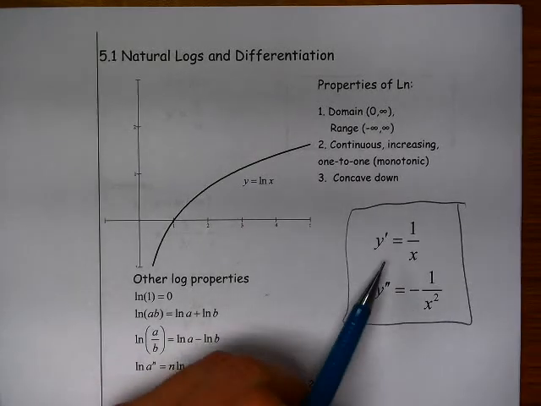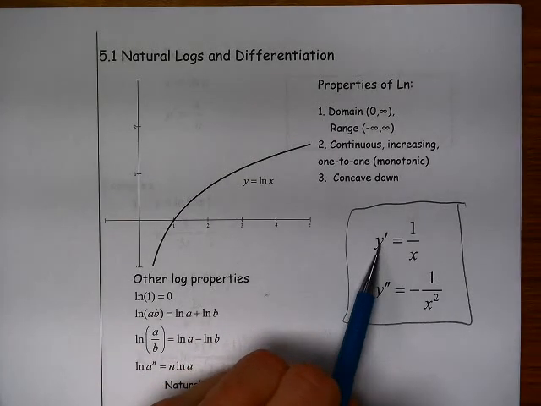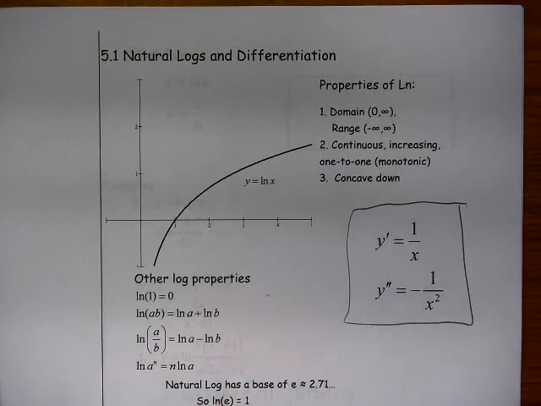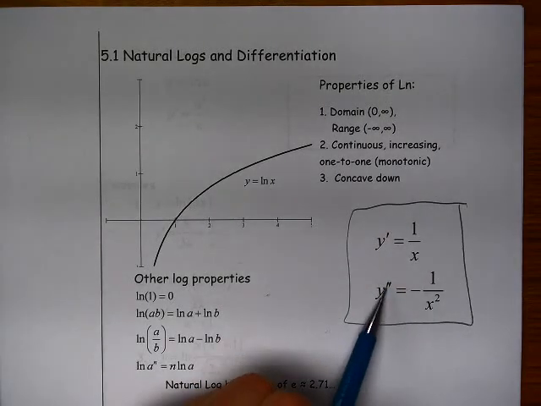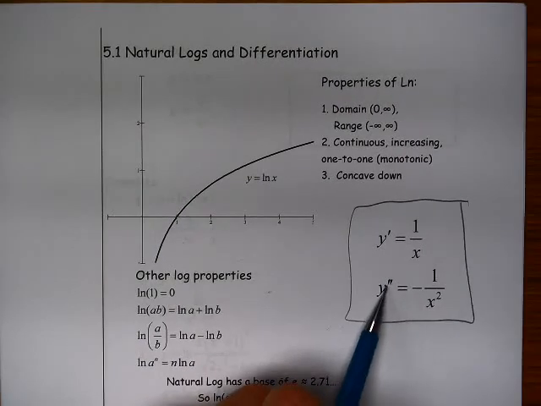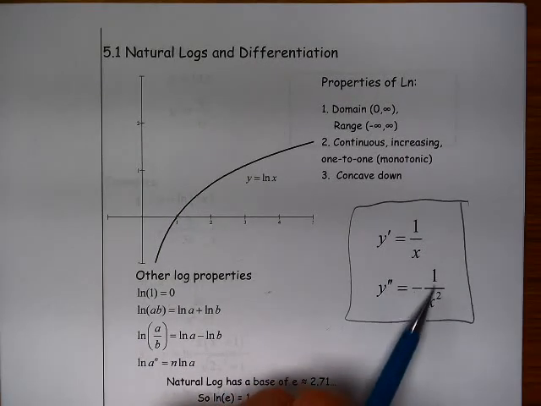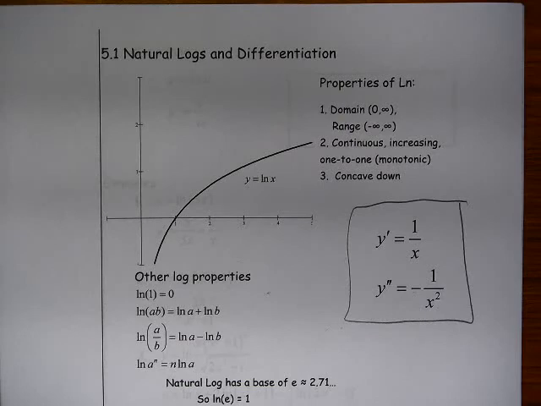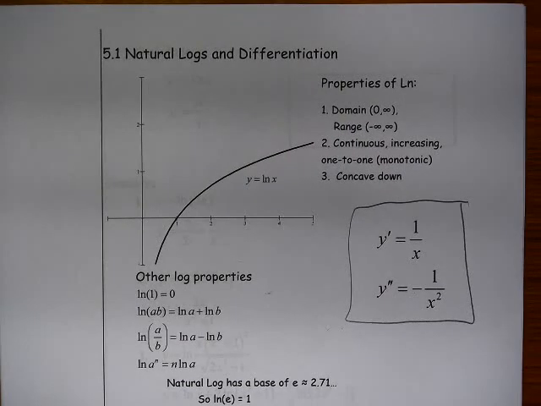All right, we talked about in the previous video that the derivative of natural log of x is equal to 1 over x. And from here we can take the second derivative and we could show using the power rule that the second derivative of natural log of x is negative 1 over x squared. All right, so we can see a few things from that.